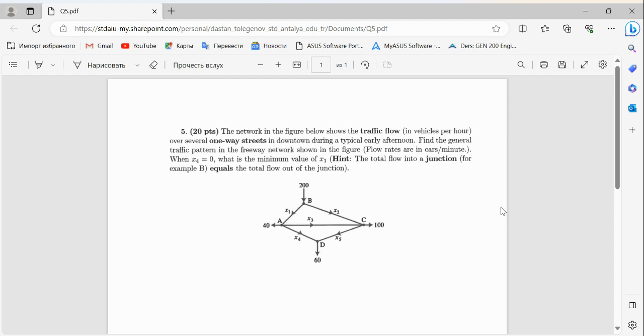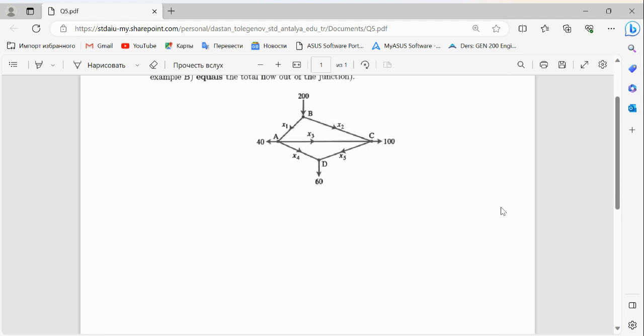The network flow in the figure below shows the traffic flow in vehicles per hour over several one-way streets in downtown during a typical early afternoon. Find the general traffic pattern in the freeway network shown in the figure. Also take into account that flow rates are in cars per minute. So it's very important, especially in exams, to write the units. When x4 equals 0, what is the minimum value of x1? The total flow into a junction, for example B, equals the total flow out of the junction.